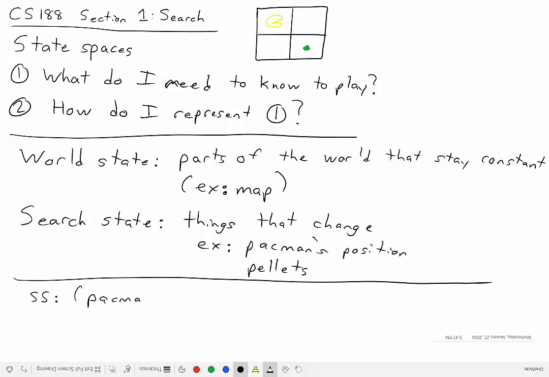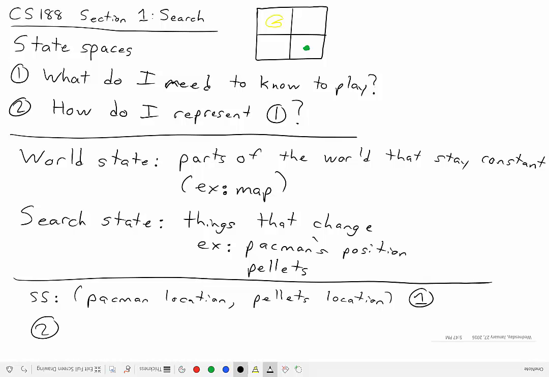Pac-Man location, and as I said before, we probably also need to know where the pellets are in order to know how we're going to eat them as Pac-Man. When you're thinking about these, you can view yourselves as the agent. What do I need to know to accomplish my goal? So this was number 1 in what I listed above: what do I need to know to play?